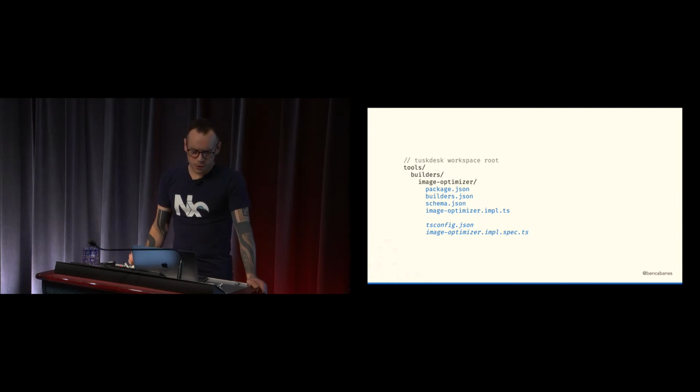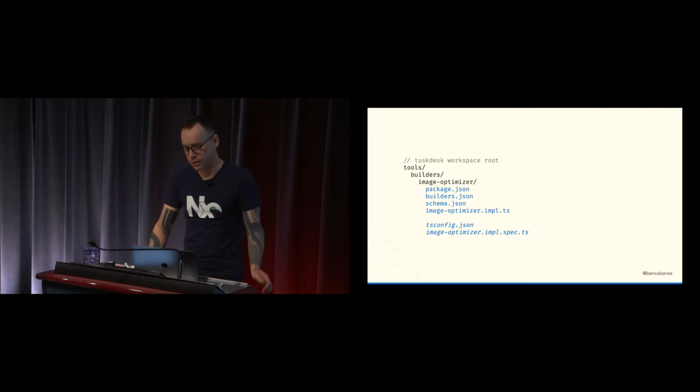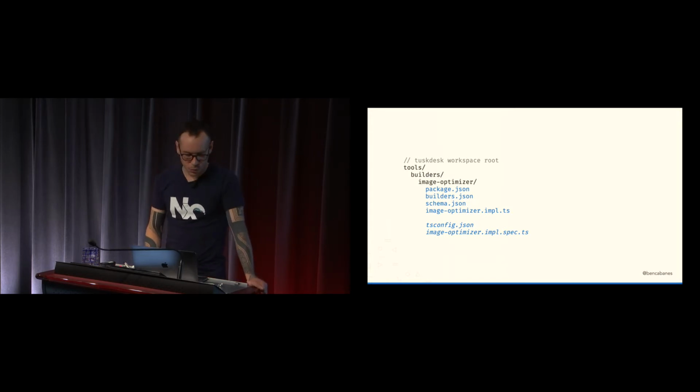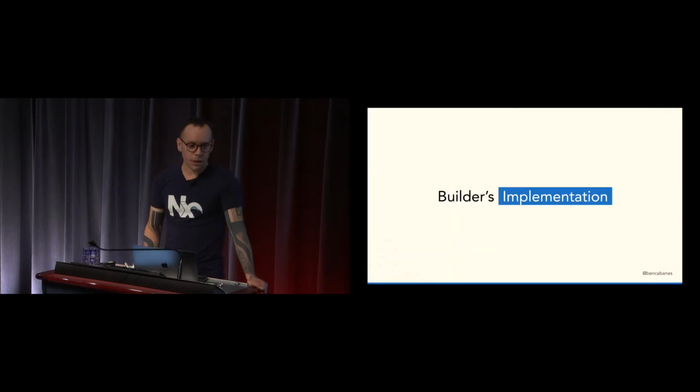Then we have the schema.json file that declares a list of all of the available options for our builder. Next, we have the builder implementation, that will be obviously the implementation for our builder. And we can have the tsconfig file because we're using TypeScript, and also some integration tests could be useful. Now let's write the implementation of our builder.